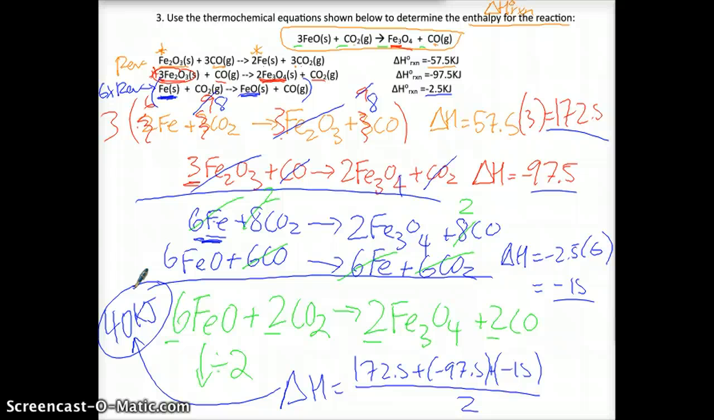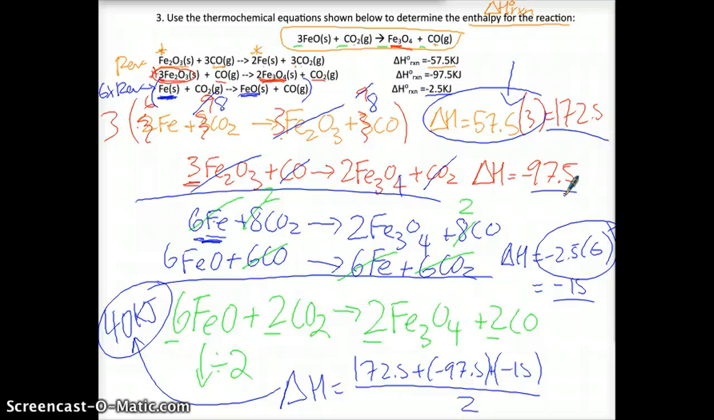What you're really trying to do, the goals, find intermediates, get them to be on opposite sides of the arrow so they can cancel, and then just make sure you keep track of whatever you do to the equation, you also do to the enthalpy. If you multiply the equation by 6, make sure you multiply the enthalpy by 6.